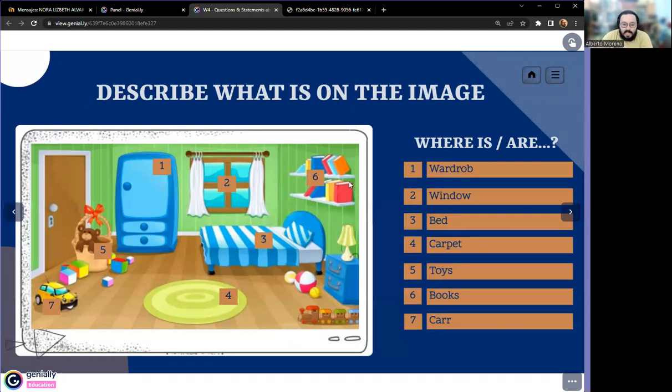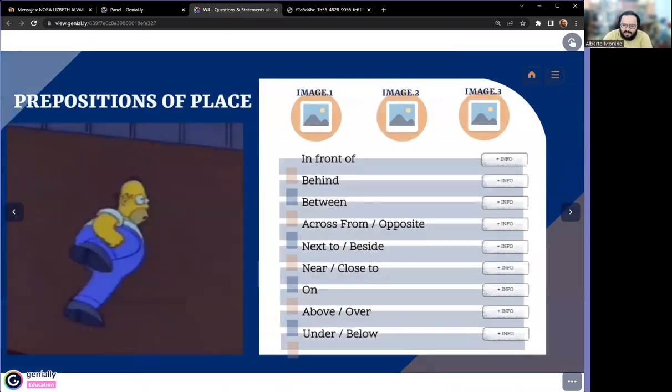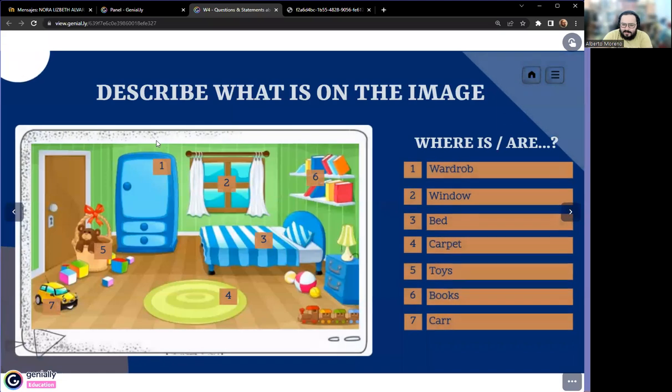Y pues bueno, aquí tenemos un ejercicio. Describe what is on the image. Vamos a describir lo que está en la imagen. Y tenemos primero, the wardrobe. Where is the wardrobe? Which is number 1. El guardarropas. ¿Dónde está? Where is it? Is next to the window. O bueno, ustedes van a hacer oraciones con las preposiciones del lugar que tenemos. El primer objeto por el que pregunto es el wardrobe, el guardarropa.